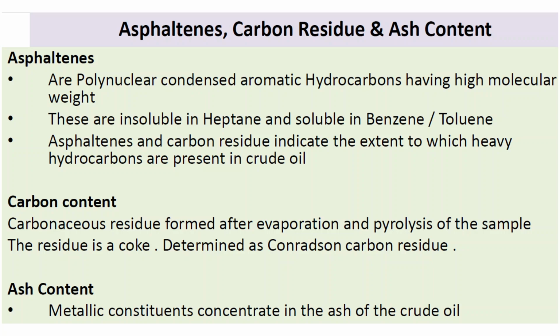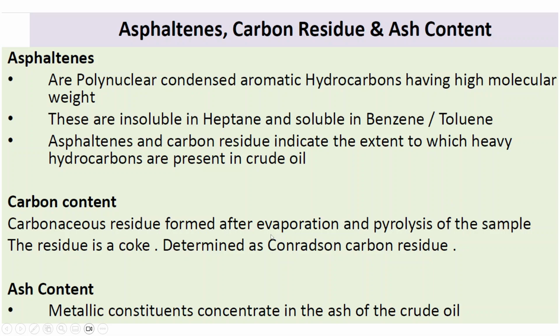Asphaltenes, carbon residue, and ash content. Asphaltenes are polynuclear condensed aromatic hydrocarbons having high molecular weight. So basically, these are the higher molecular weight components found in the crude oil. These are insoluble in heptane and soluble in benzene and toluene. Asphaltene and carbon residue indicate the extent to which heavy hydrocarbons are present in crude oil. So it is basically the heavier content. If more heavy hydrocarbons are present, the asphaltene and carbon content will be more.